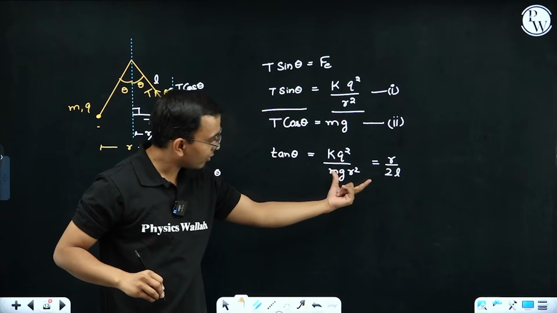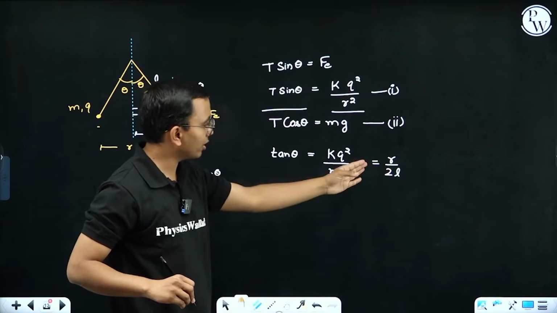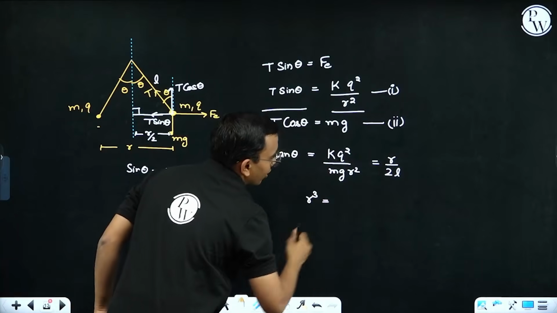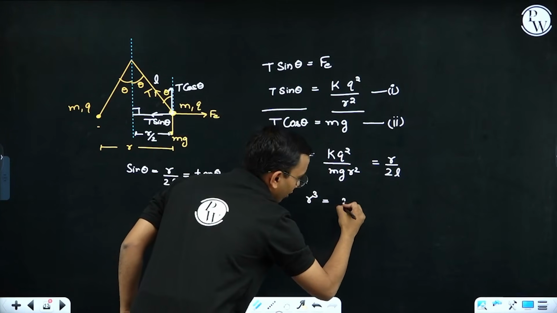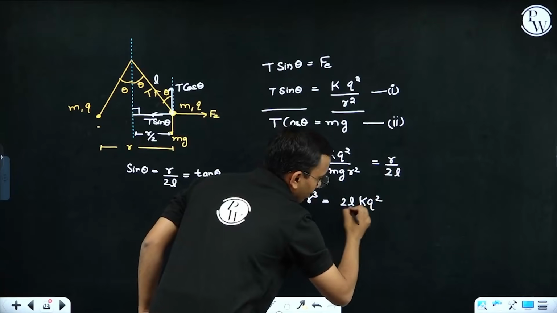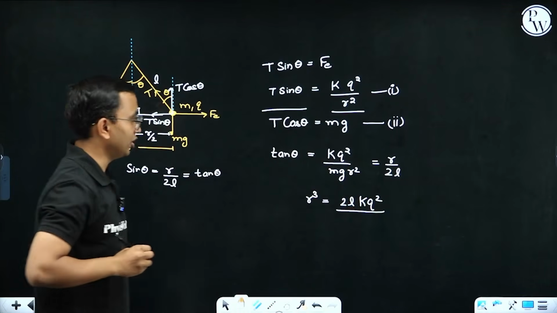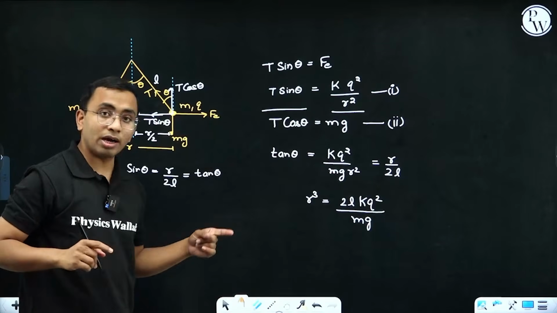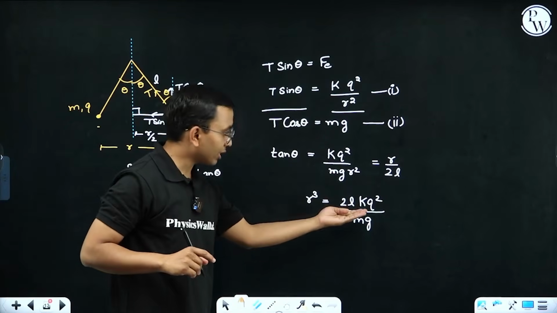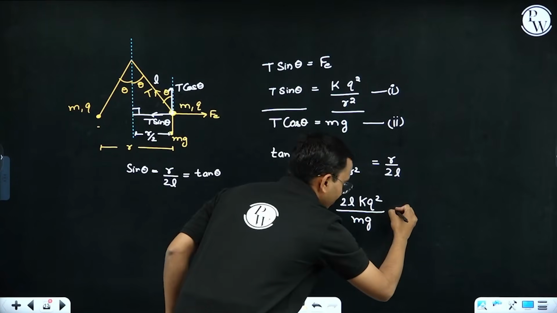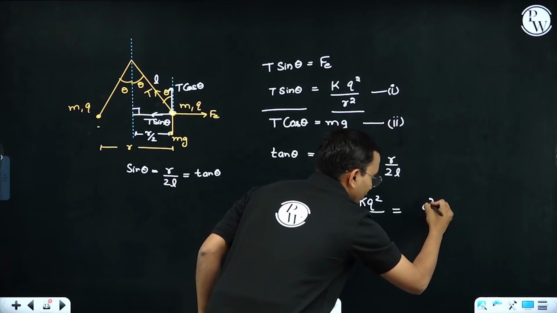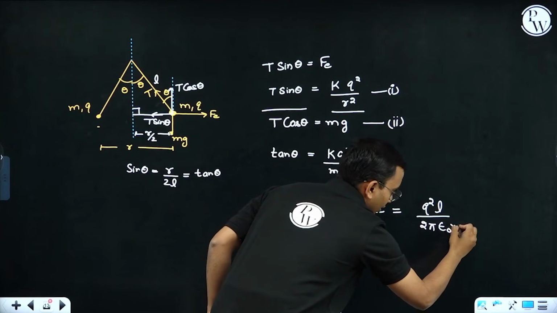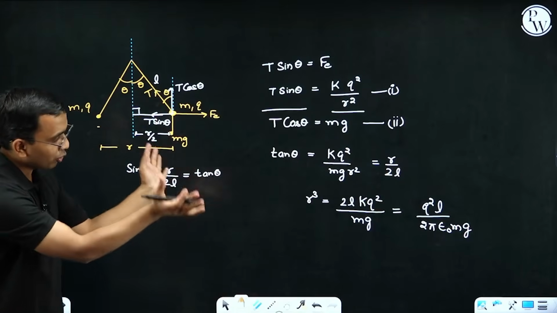From here I can simplify for r. If I take r square on the other side, 2L on this side, this will become r cube. This is equal to what? 2L kq square divided by mg. Okay, and our options are in terms of epsilon naught, so I'll put k as 1 by 4 pi epsilon naught. So this will become q square L by 2 pi epsilon naught mg, and if we have to write r, that will become the cube root of this.